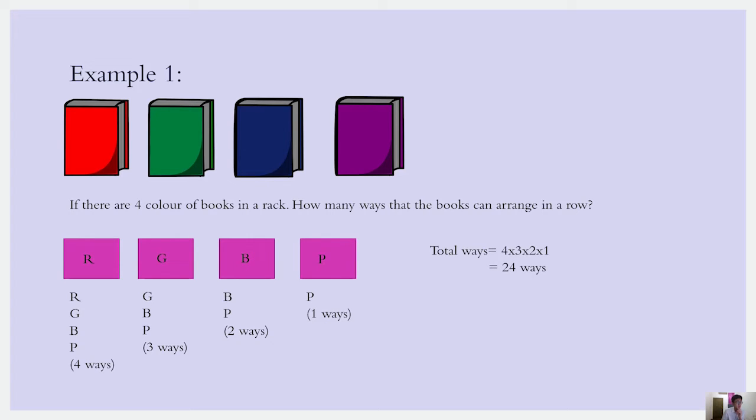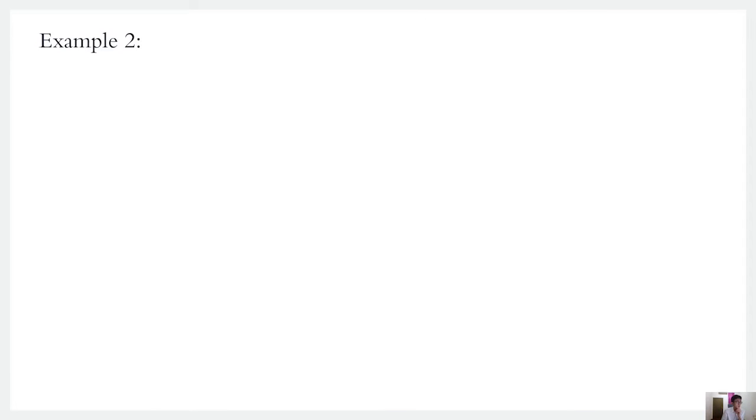Now we can calculate the total ways by multiplying 4 by 3 by 2 by 1. So there are 24 ways to arrange the books in a row. As we can see, the formula is 4 multiplied by 3 multiplied by 2 multiplied by 1. This stands for what we learned in the last slide, which is 4 factorial. Okay, so let's move to example 2.